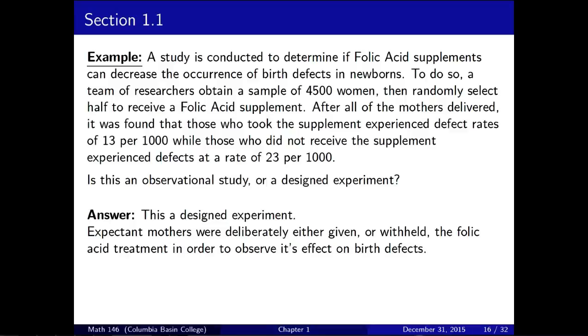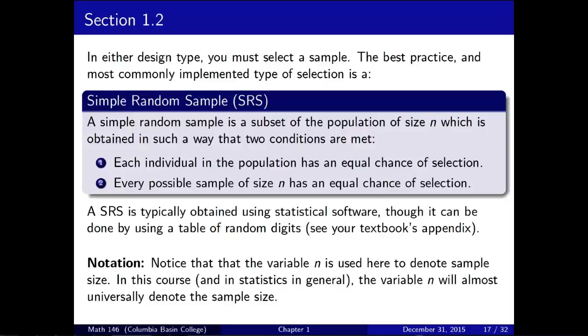Is this observational or an experiment? This is an example of an experiment, because expectant mothers in this case were deliberately given or denied a folic acid treatment to see if it actually had an effect on birth defects. So this is a controlled environment. You give some treatments and some you don't. That's a designed experiment.